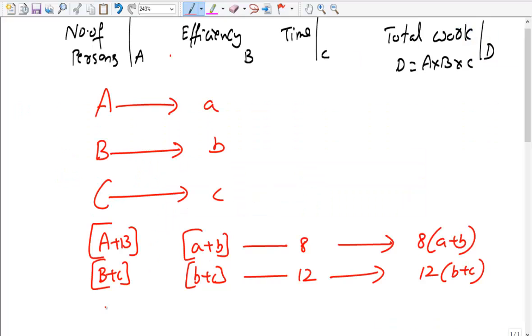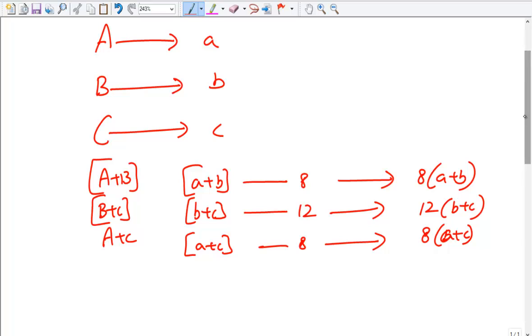Now here it's given as A plus C, so it's small a plus small c. They finish the work in 8 days. It means it's quite simple. In 8 days they finish (A plus C) units. Or else we can take an LCM of 8, 12 and 8. That is also possible. The LCM of 8, 12, 8 comes as 24. It means the total work is 24 units.